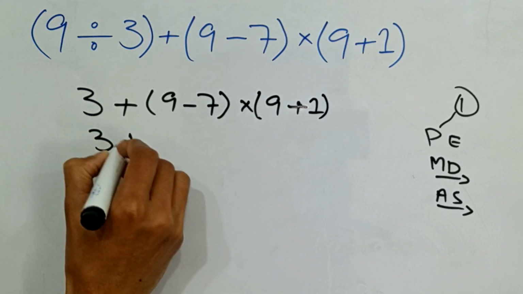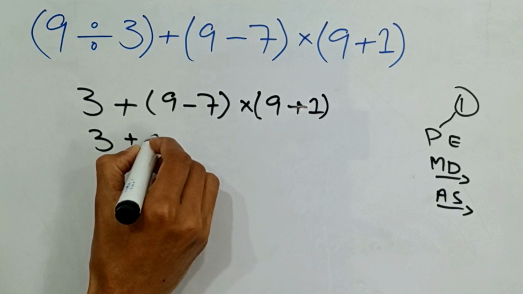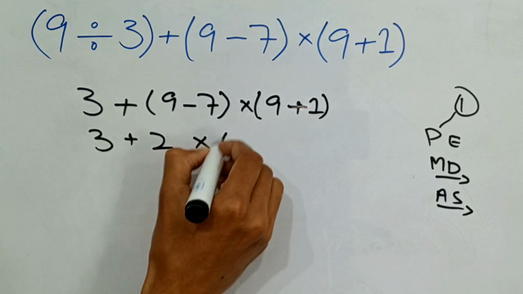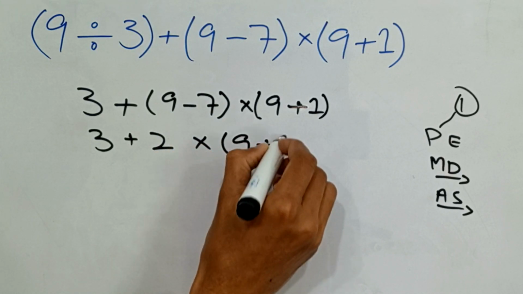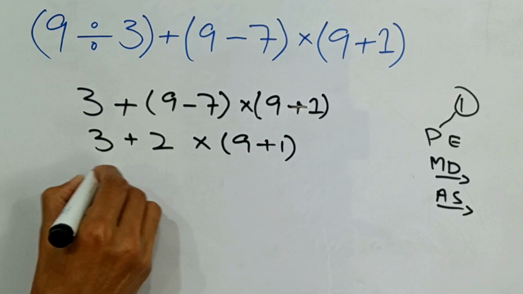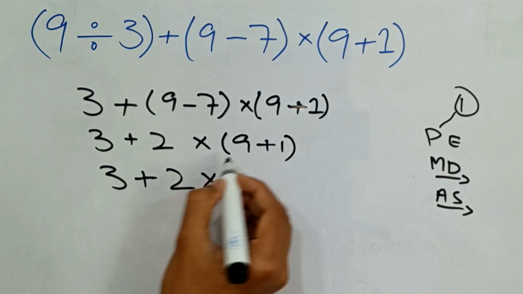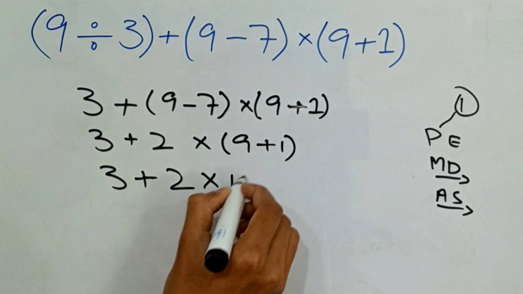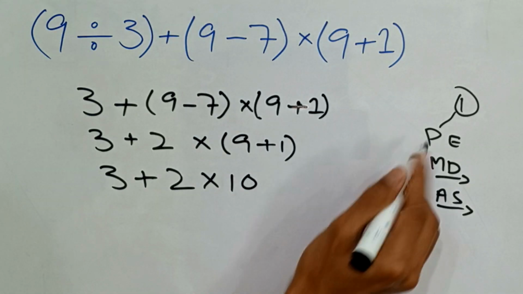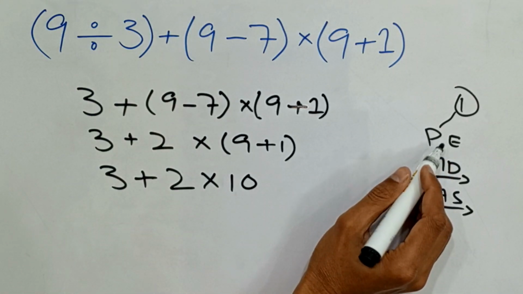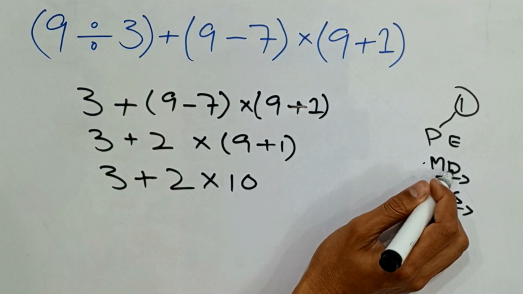Now 3 plus 9 minus 7 equals 2 times 9 plus 1. Now 3 plus 2 times 9 plus 1 equals 10. Now after parentheses, multiplication and division, right?